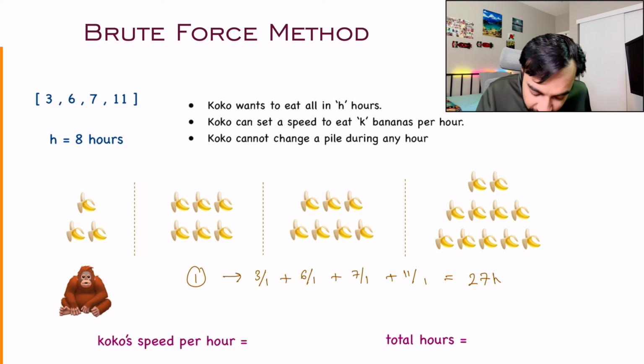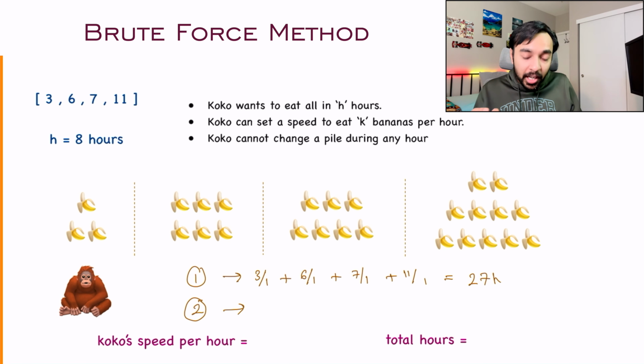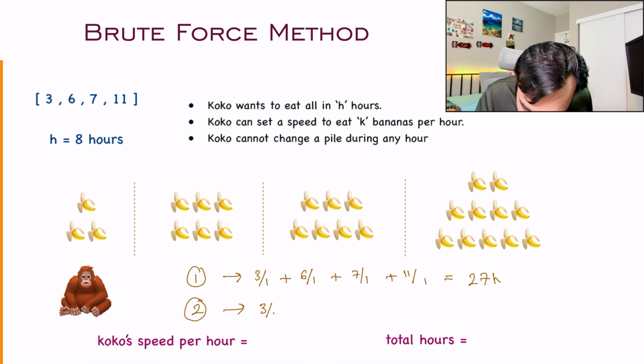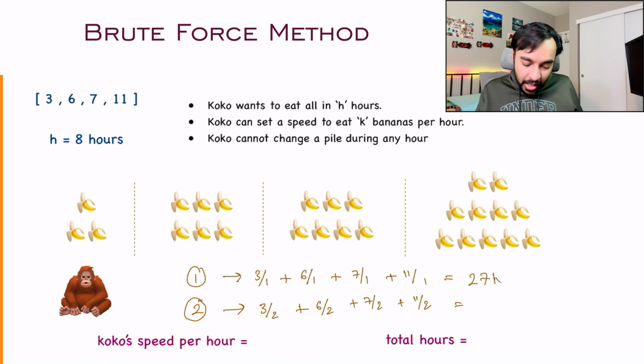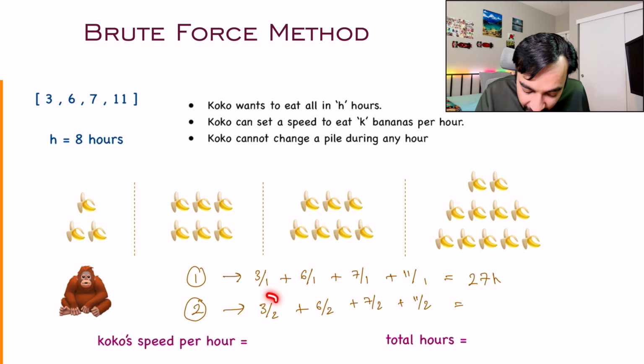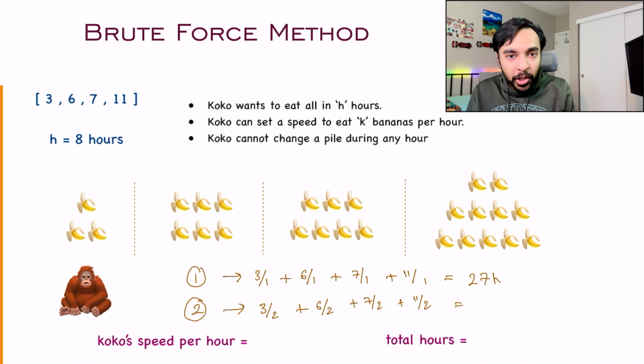What you will do now is try to find out, okay, how about 2 bananas per hour? Then once again, you will do 3 divided by 2 plus 6 divided by 2 plus 7 divided by 2 plus 11 divided by 2. And if you notice, 3 divided by 2 will actually give you 1.5. That means there is some time remaining.